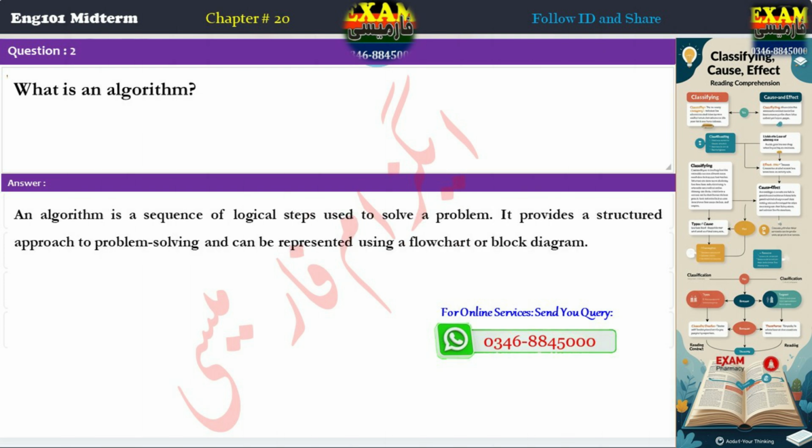Question 2. What is an algorithm? Answer. An algorithm is a sequence of logical steps used to solve a problem. It provides a structured approach to problem solving and can be represented using a flowchart or block diagram.